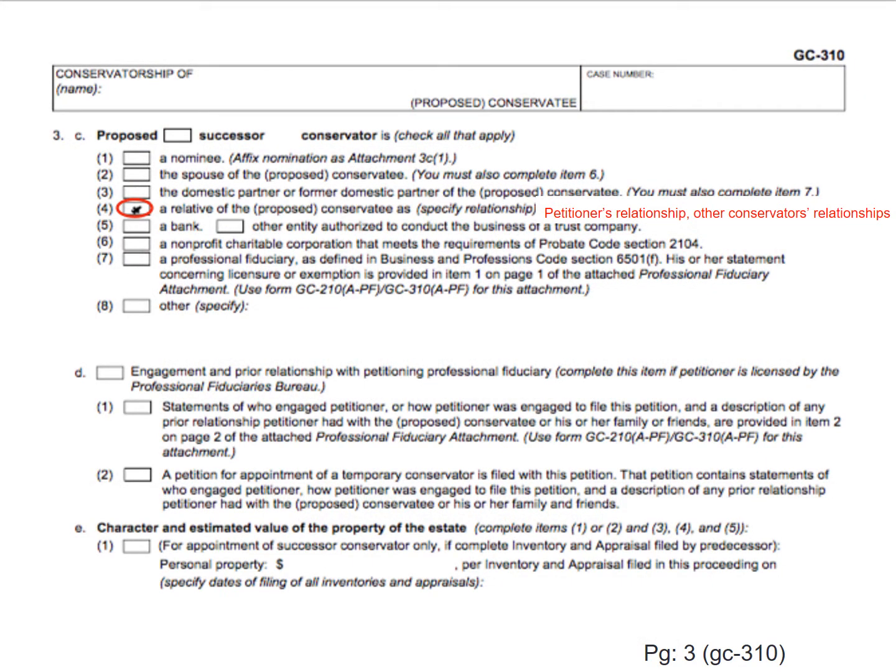On page 3 of Form GC-310, check the box next to 3C4, then list the relationship between each conservator and the conservatee. For example, if you, your spouse, and an older sibling are applying to conserve your child, then you would list parent, parent, and sibling here.